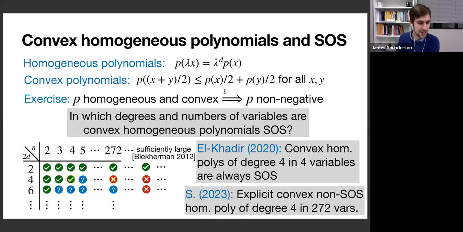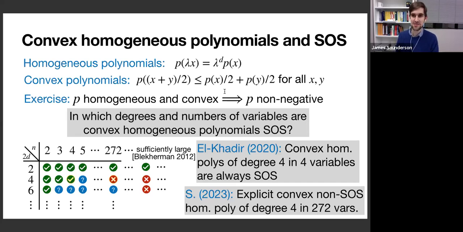Okay, so that was understood. And then there's this also amazing result from Bashir al-Qadir, a pretty recent result, 2020. It turns out that if you're convex and homogeneous, and you're degree 4 in 4 variables, then you're always a sum of squares. This is not true in general. If you're a regular old homogeneous polynomial of degree 4 in 4 variables, you may not be a sum of squares. But if you further restrict to the convex such polynomials, they're always sums of squares. To me, an amazing result.